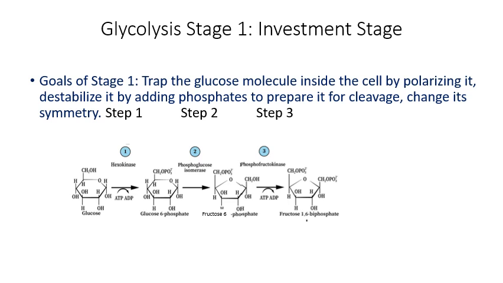Step 3 adds a phosphoryl group to fructose 6-phosphate to form fructose 1,6-bisphosphate. And I noticed there that they have biphosphate on this diagram, and it's too late to change it, so that should be bisphosphate. It destabilizes the molecule so that it is more likely to undergo cleavage. So you can see now it has two phosphate groups, one on the 1 and one on the 6, hence the name.